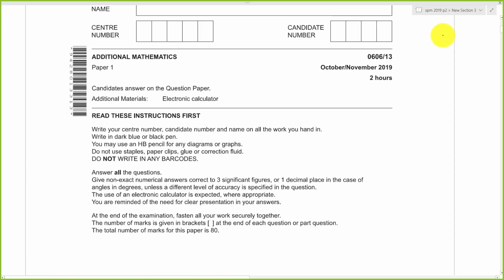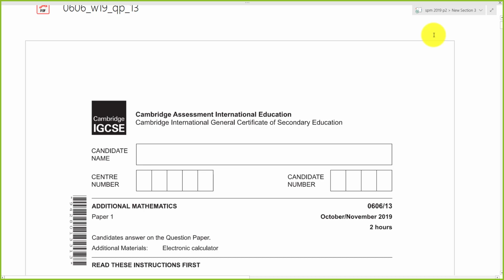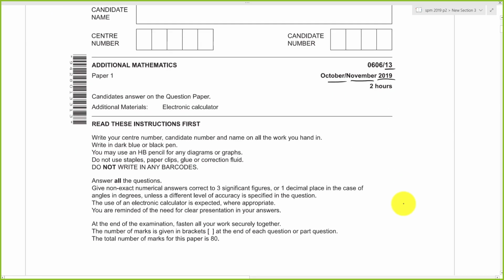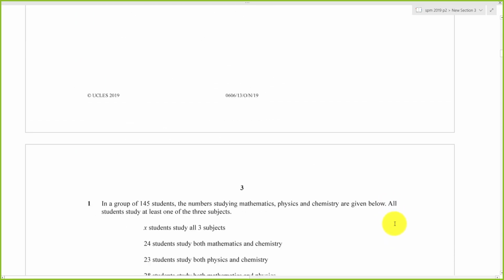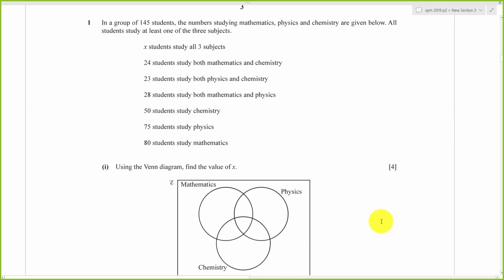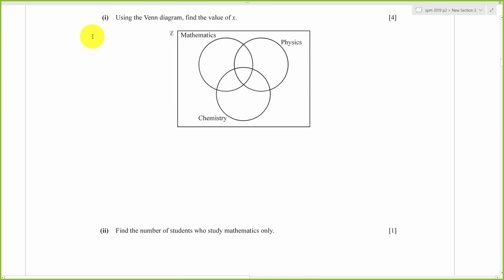Alright, so today we're going to discuss the 2019 October-November paper 1-3, which is Paper 1, Variant 3. Nothing special here. Since you don't have sets now, I will skip this question because sets are not in your syllabus now.